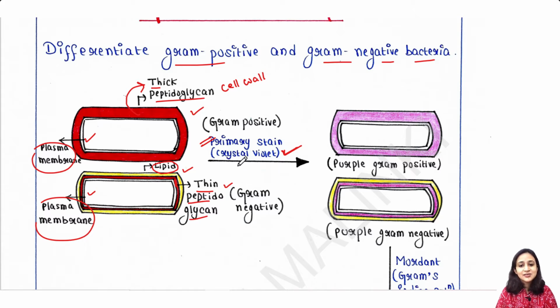So we have applied crystal violet stain, and you can see that it will color the peptidoglycan layer. So this cell looks purple, and this gram negative is also looking purple. Both cells are stained by the crystal violet. So if at this stage you look at these cells under the microscope, you will not see any difference. All cells are looking purple.